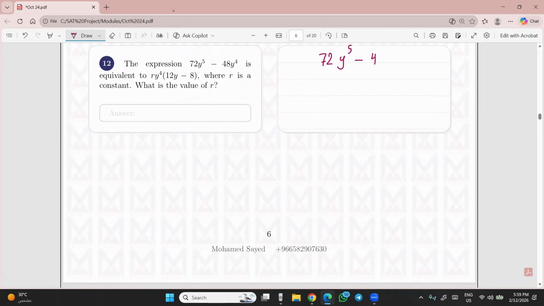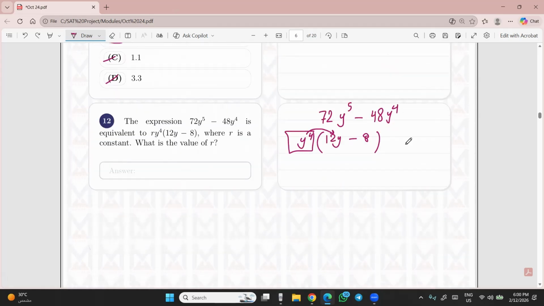And think about factoring out something. We need to factor out something so that the remaining inside is 12y minus 8. How can we get this? Because this value identifies the value of r, y to the power 4. Of course, y to the power 4 is written out because y to the power 5 is y to the power 4 times y. If we just multiply here, you get y to the power 5. Multiply here, you get negative 8 or negative something multiplied by y to the power 4. So the problem is not with y to the power 4. The problem comes with the number.